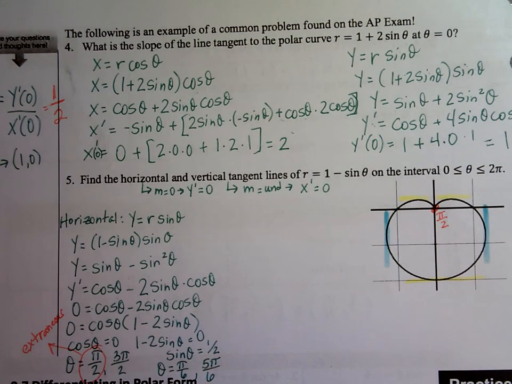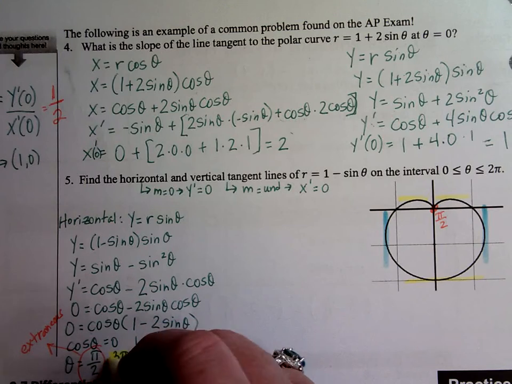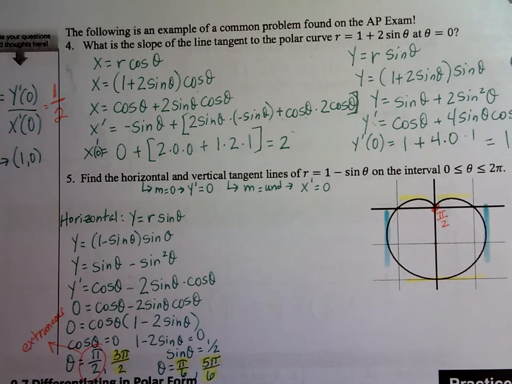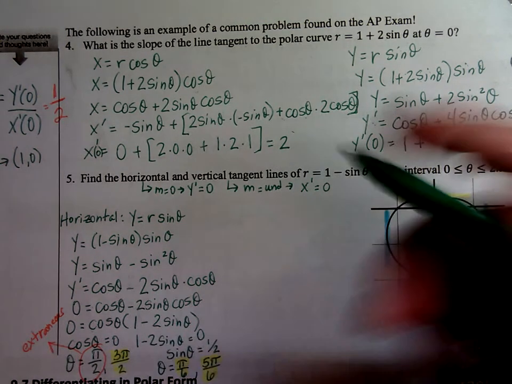Pi over 2. So your answers are, if I were looking at this, for my horizontal tangent lines, 3 pi over 2, pi over 6, and 5 pi over 6. All right, so then I'm going to go on to calculating out my verticals. All right, here come the verticals.